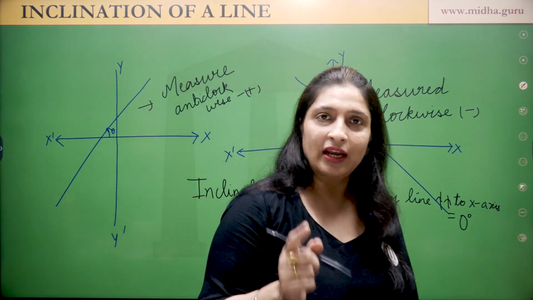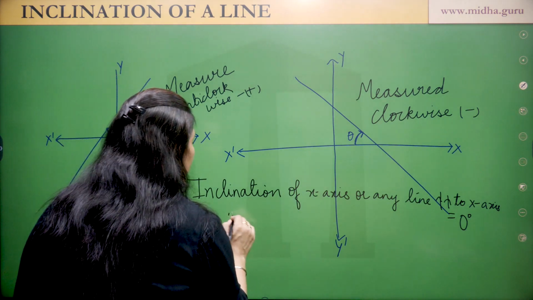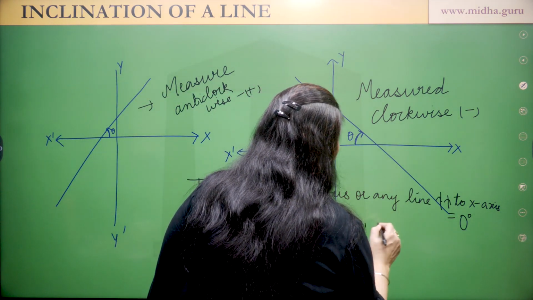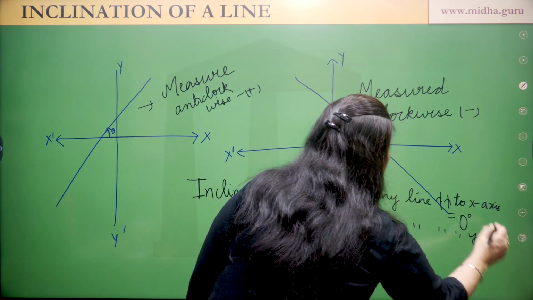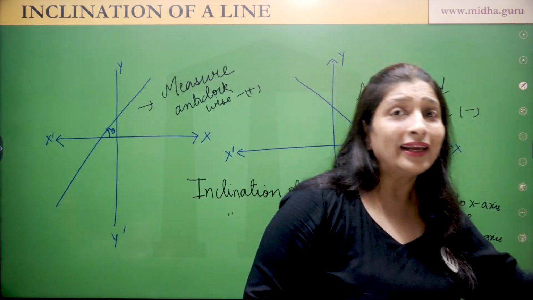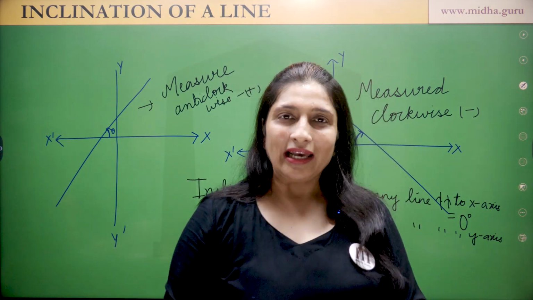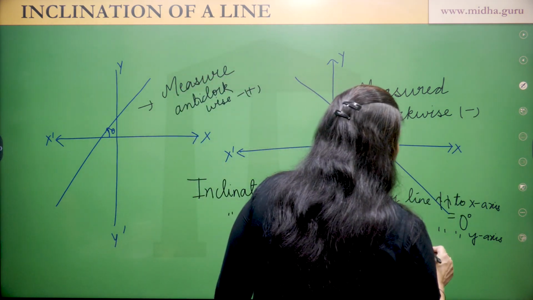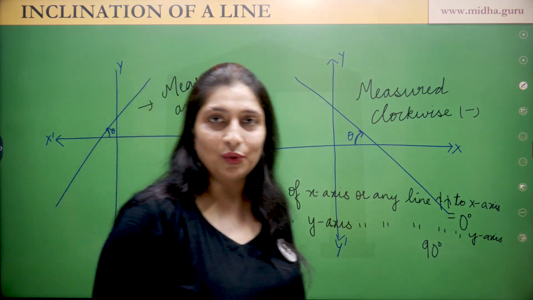Again, note this down. Next, what will be the inclination of the y-axis or any line parallel to the y-axis? You know that the angle which the y-axis makes with the x-axis is 90 degrees. So the inclination of the y-axis or any line parallel to the y-axis will be 90 degrees.